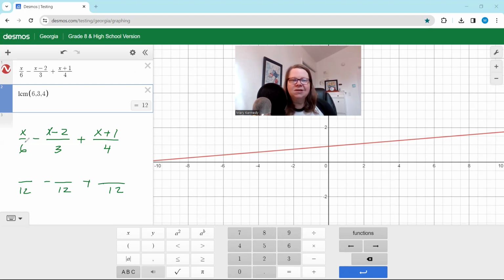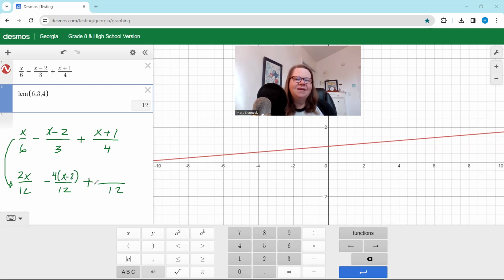So essentially, at this point, you want to see, okay, how do I change x over 6 into something over 12? Well, how do you go from 6 to 12 when you multiply? 6 times 2, right? So 6 times 2 is 12. So then what's x times 2? That's just 2x. And then do the same thing here. 3 times 4 is 12. So you're going to do 4 times x minus 2. And that is a minus 4, by the way, negative 4.